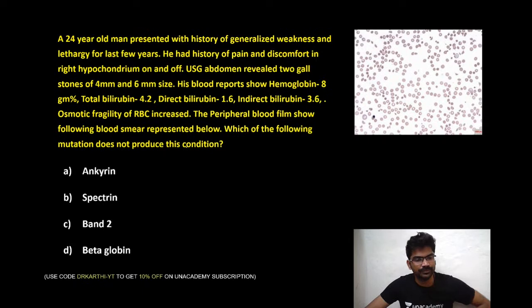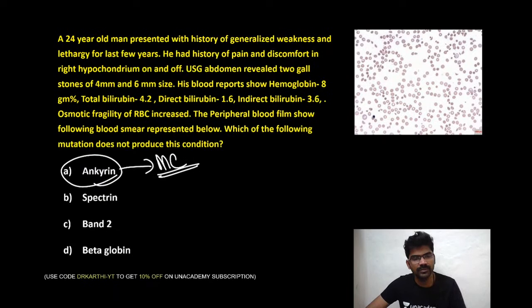Subhash Karmakar, excellent. Harshit, so hereditary spherocytosis is due to Ankyrin. Okay, the most common cause of hereditary spherocytosis is Ankyrin. So don't go for Ankyrin. Band 3 also will cause it.